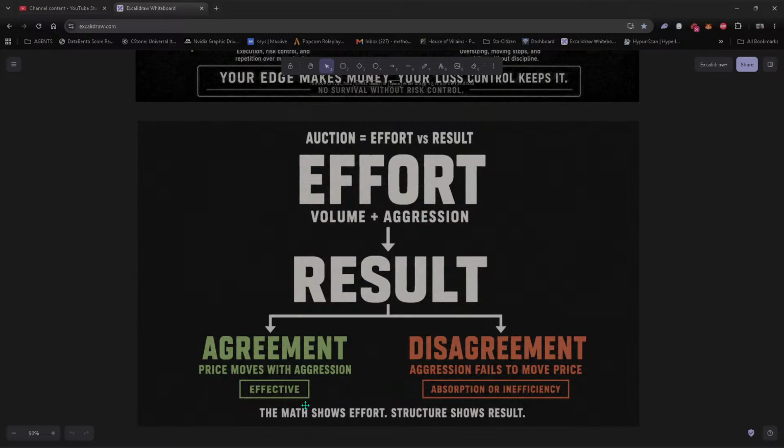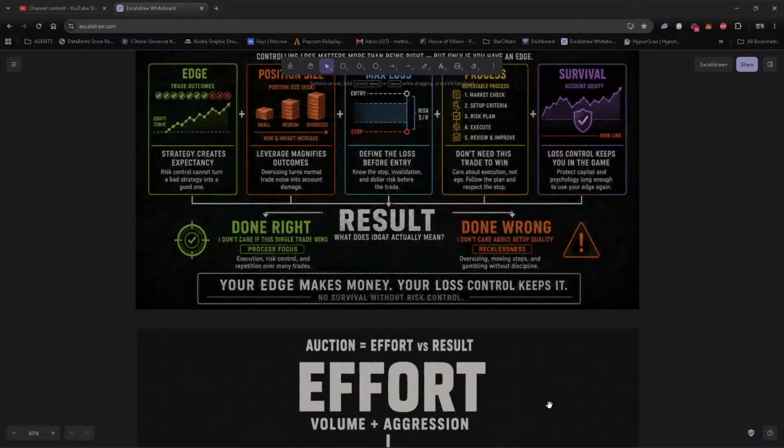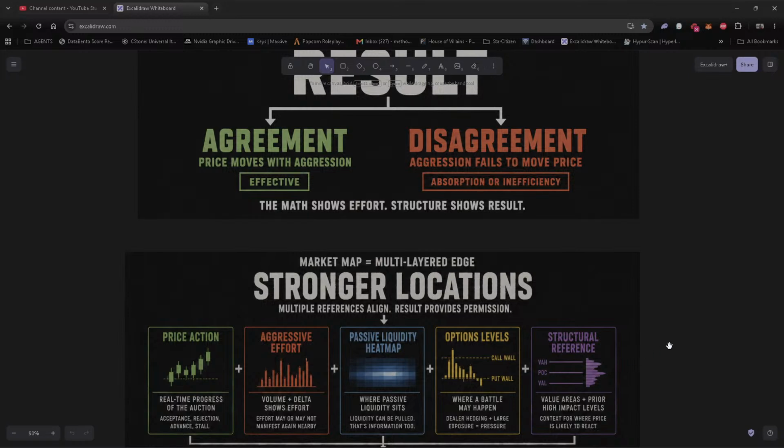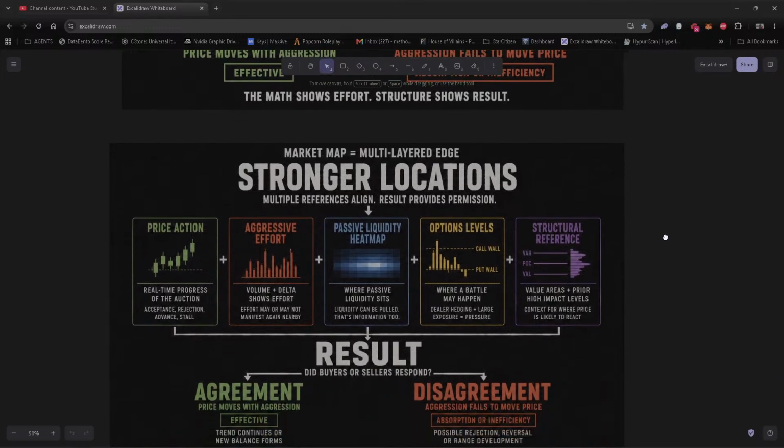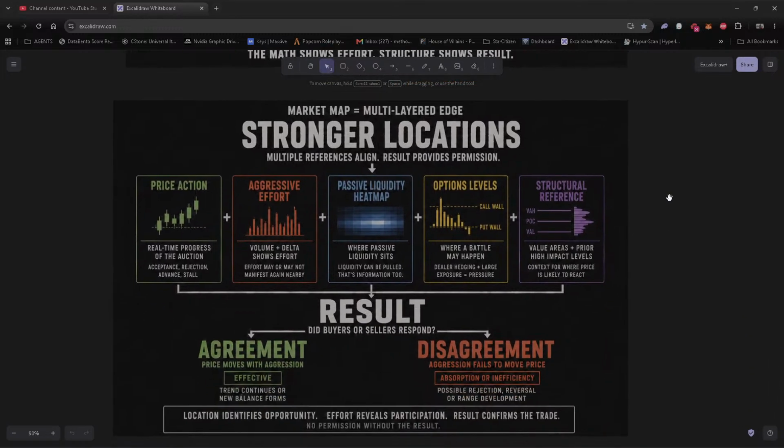All right. So the math shows effort. We can look at all the numbers, the buy and the sell orders, the differences, the delta. And then the structure shows the result. We look at the chart. That's the next layer. Okay. So we can talk about a market map.